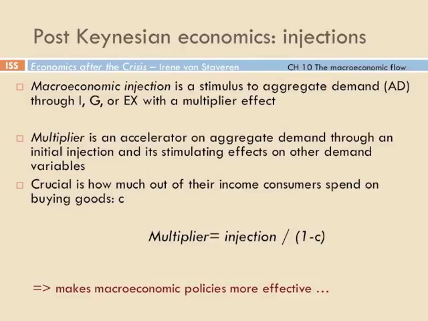Post-Keynesian economic policy is concerned with injections into the economy in bad times, and it helped with a multiplier. The multiplier is an accelerator on aggregate demand because it doubles or triples initial spending. How will it do so? Well, it all depends on the total effect on consumption. So here is the equation. A multiplier is the size of an injection, say government expenditures, divided by 1 minus the propensity to consume.